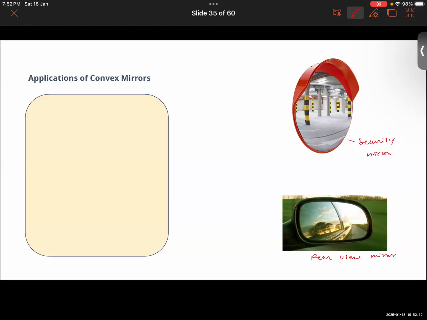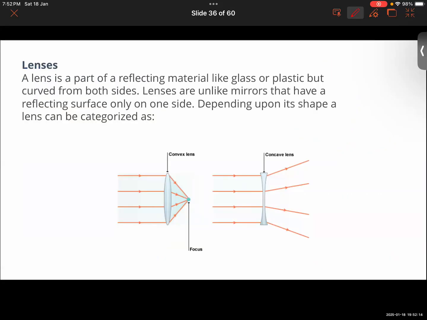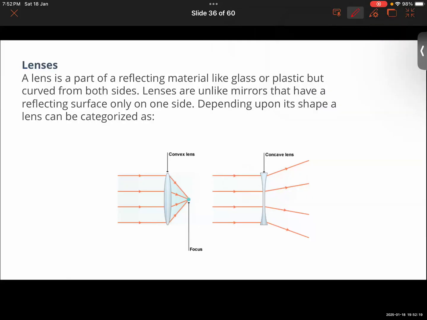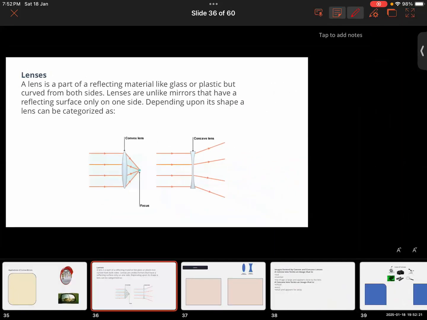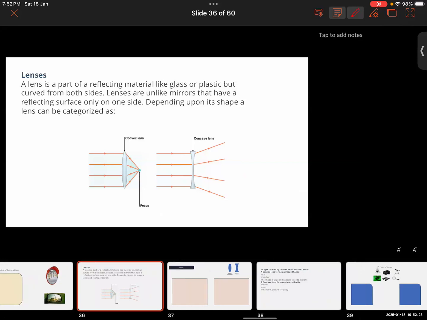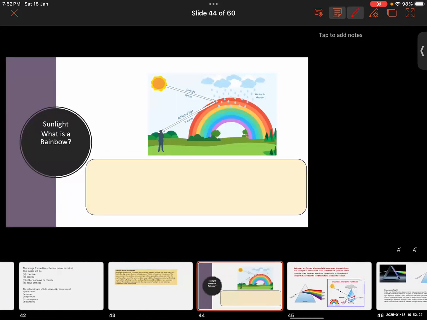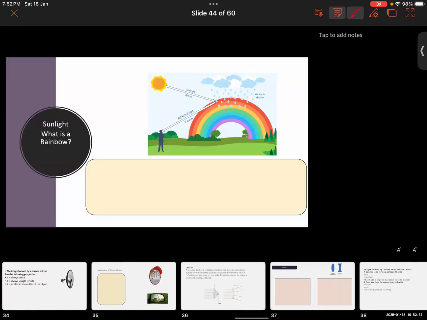Now this is the second time we are revising it, since many times students tend to forget these concepts. After mirrors, we will be learning about lenses and their applications, and then we will start the topic of dispersion.